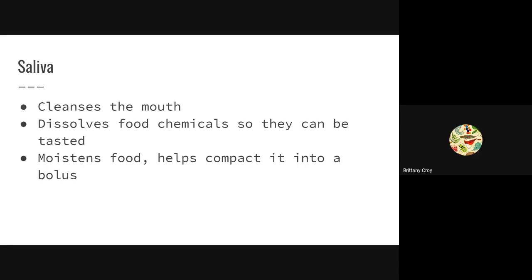Saliva is important for being able to moisten the food. If we didn't have saliva, it wouldn't become a bolus. It'd just stay kind of like dry food. Saliva contains the enzyme salivary amylase, and this starts chemical digestion in the mouth. Salivary amylase breaks down carbohydrates.